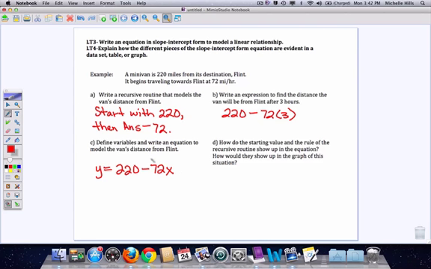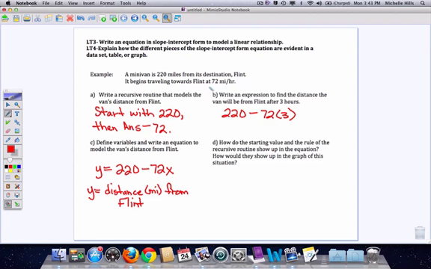This only works if I carefully define what x and y are. Y is usually the easier one to define. What we're really calculating here is the distance from Flint. So y is distance, and in this case the distance is in miles from Flint. X is where people mess up generally. They want to say x is the miles per hour. No, x isn't the miles per hour. We know 72 miles per hour.